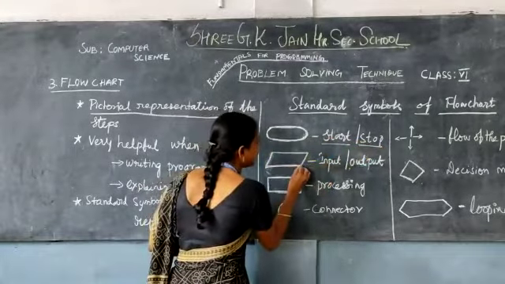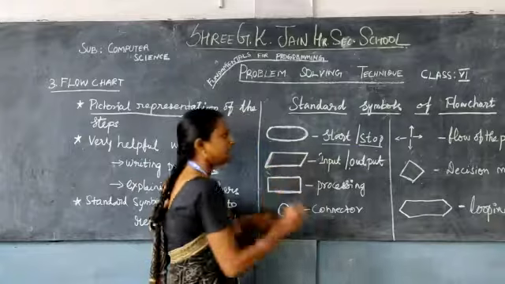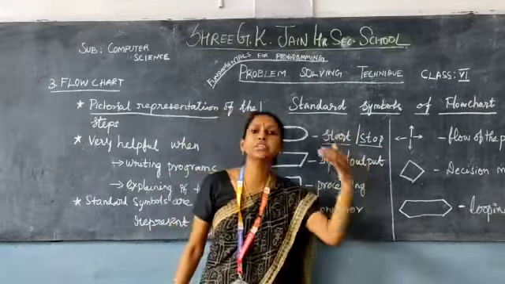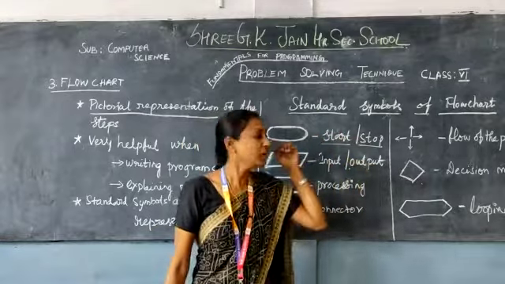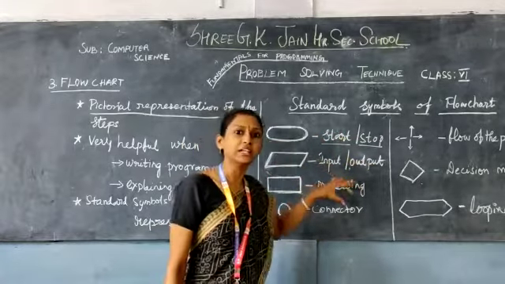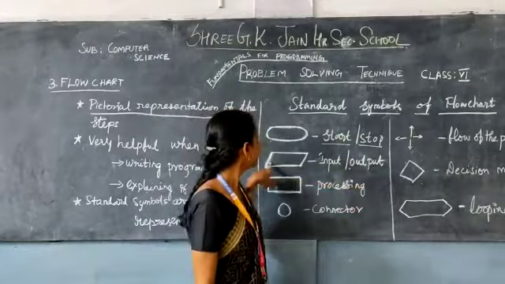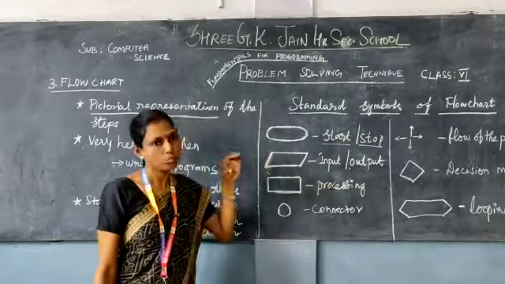Next, this is the parallelogram shape. This shape denotes input and output. That is, when we are going to get an input from the user, we have to use this box. Like that, when we are going to print the sum result, we have to use this parallelogram box.